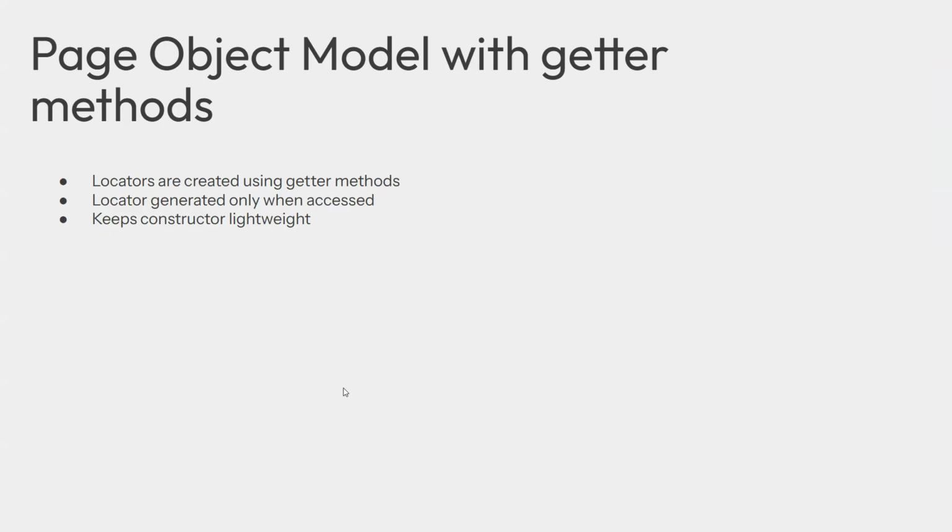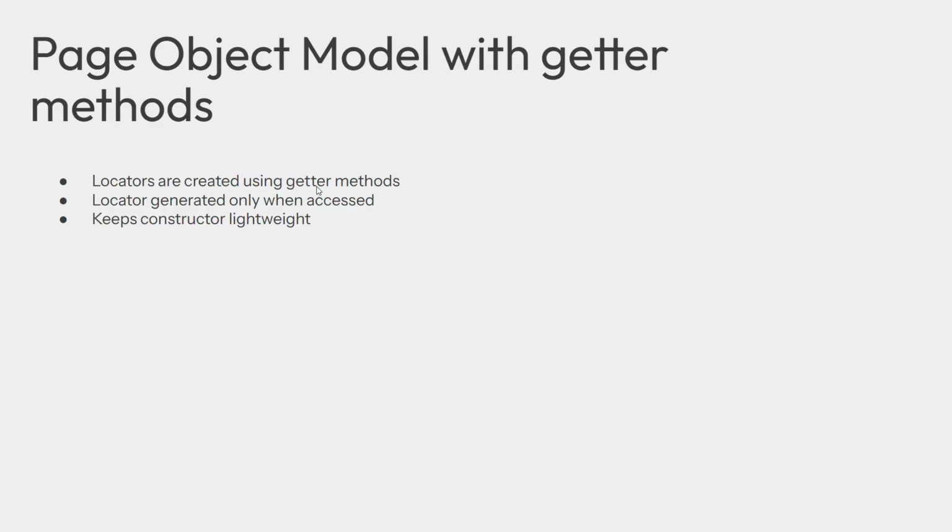So there are some limitations of the constructor. First and foremost, constructors become heavy when there are too many elements. At the same time, it cannot handle dynamic elements. As soon as the object is created, the elements get initialized, but what if the locator of that element changes? That means the element is dynamic. In such cases, the constructor will fail to identify the element correctly.